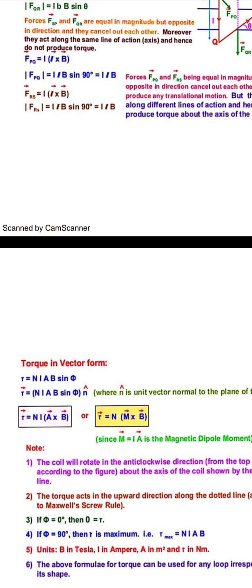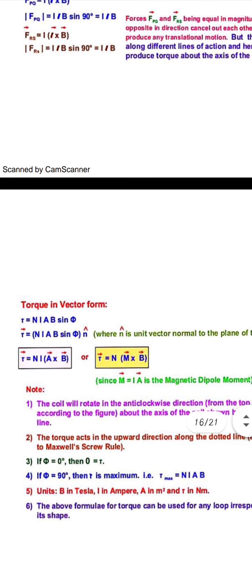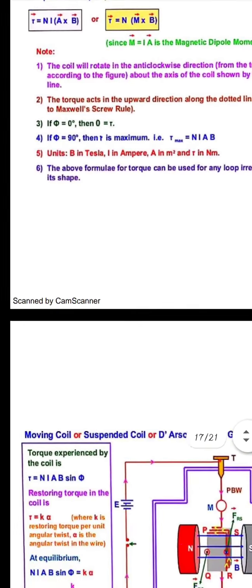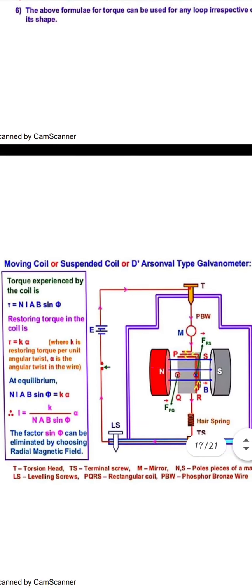And what this I and A is, it is the current flowing through the area of that wire, which is given by the magnetic dipole moment. So this is the torque. Similarly, this principle will be used in the galvanometer also.